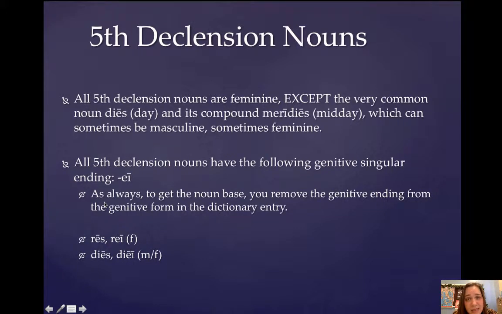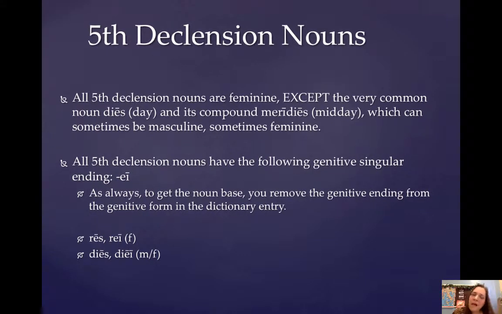As always, you get the noun base for fifth declension nouns by removing the genitive ending from the genitive form, the second form in the dictionary entry. So if your genitive ending is -ei, then you get your noun base by removing the -ei. Okay? And so you can see that here. Just like I was saying, there's an i before this -ei, so this e also has the macron. But to get the noun base, we take the -ei off, which means the noun base for res, rei is r, just the r. And for dies, diei, it is d.